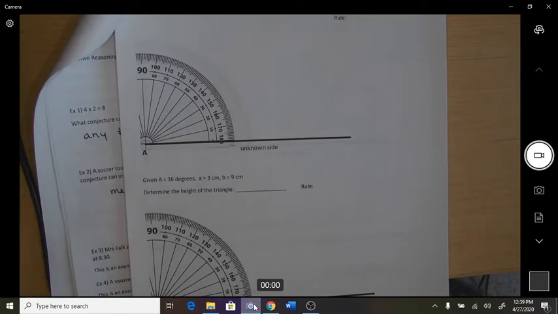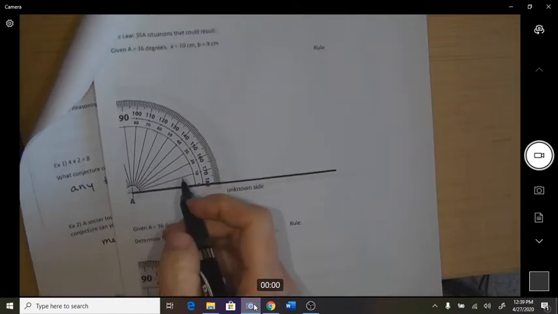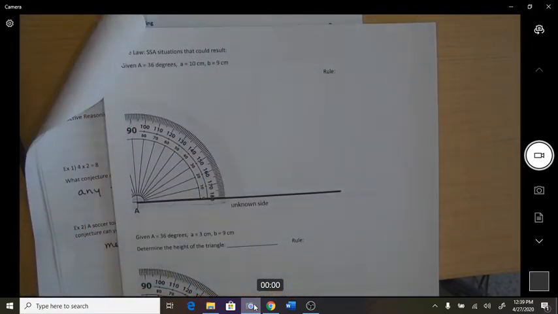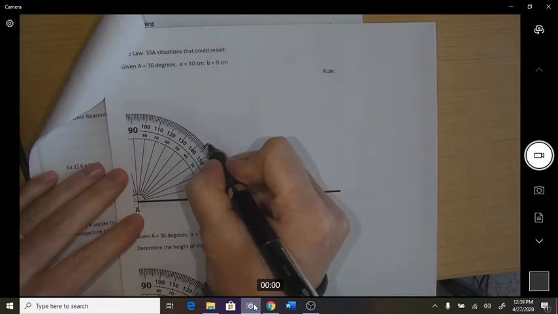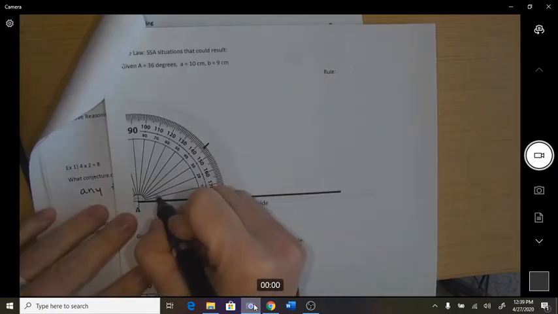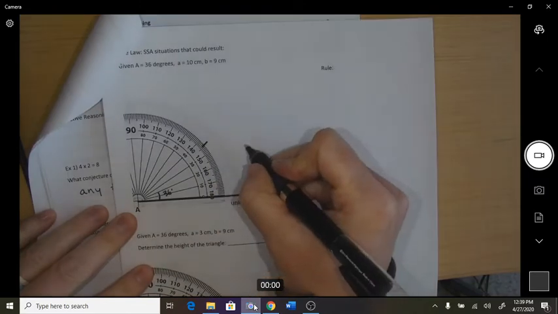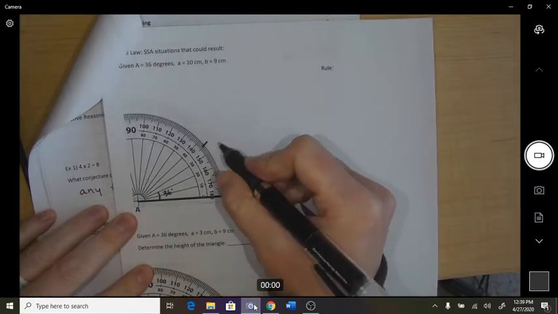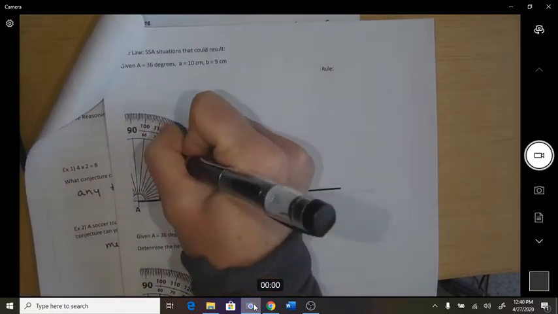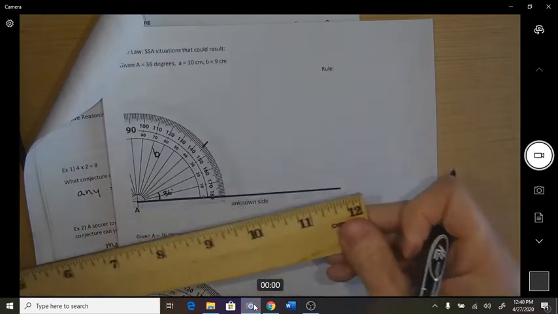Okay. Next, we're going to talk about the SSA situation that could result in different scenarios. Okay, so a 36-degree angle, so that's right there. A is 10 centimeters and B is 9. Okay, so this is angle A right here. So side A would be across from it. B is going to be this one. Okay, so B is 9 centimeters.